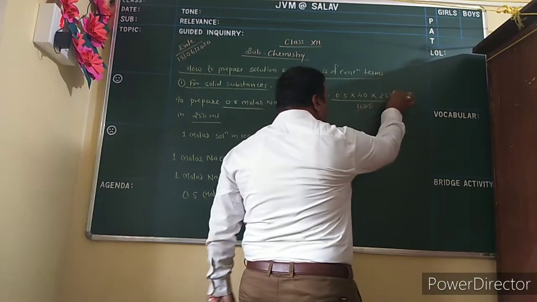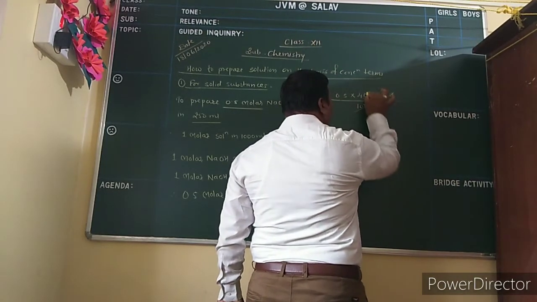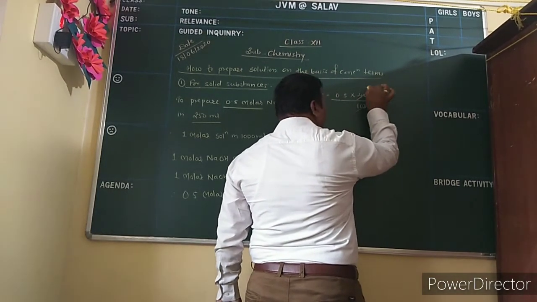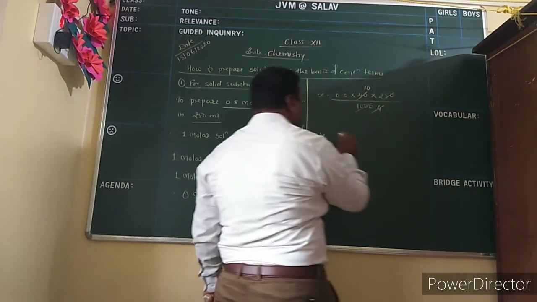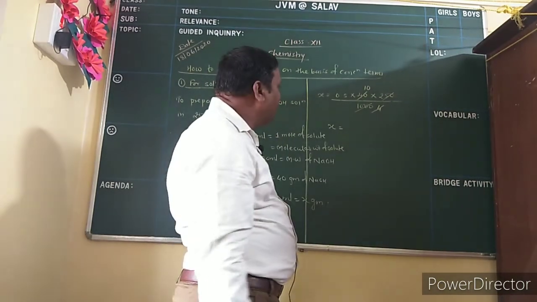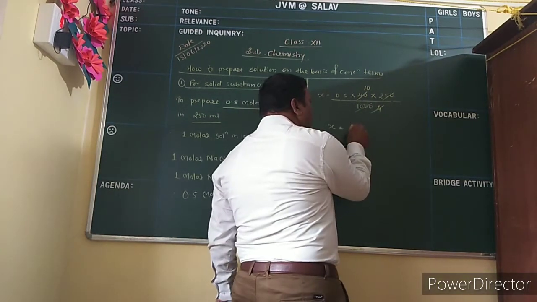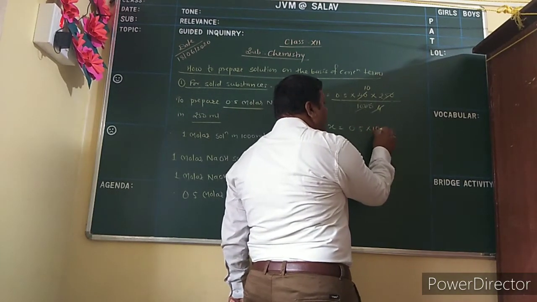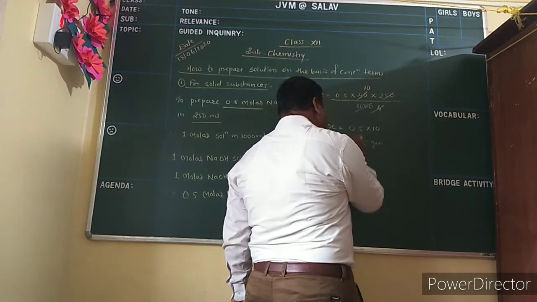So here it is 0.5 into 10. So what will x be? 0.5 into 10 means 10 divided by how much? 2. 0.5 into 10 is equal to 5 grams.